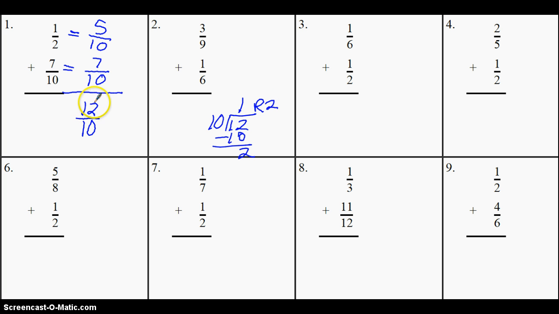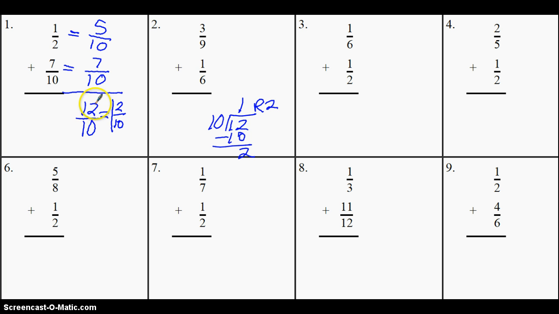So 12/10 will be turned into the mixed number 1 because 10 went into 12 one whole time. And my remainder is now my numerator, 2. And then my denominator is still going to be 10. I'm not changing my denominator. Now, notice that I do not have a simplified fraction.